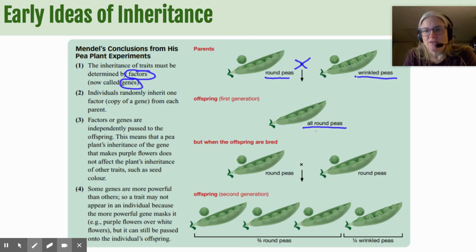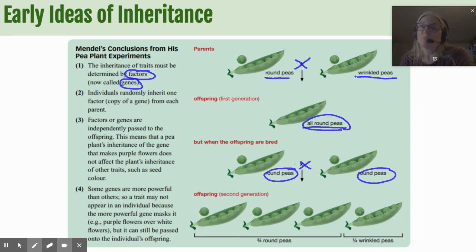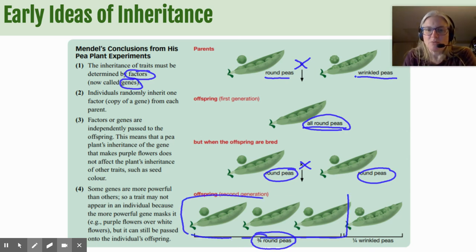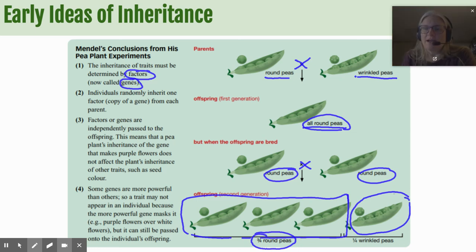Then when he took these round pea first generation again and crossed them, you guessed it, the same thing happened as with the purple and the white flowers. The dominant number of the offspring were round peas. So about 75% of all the offspring in the second generation had round peas, but 25% of the offspring had the wrinkled peas. So somehow that wrinkled pea gene or factor had made its way through that first generation. None of them were wrinkled, but somehow they carried that wrinkled gene all the way through.